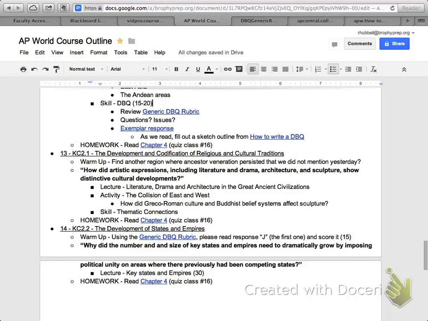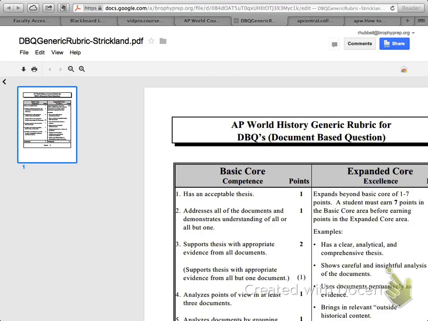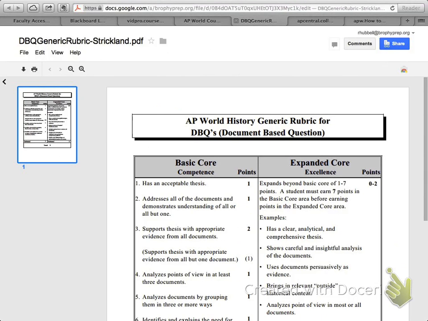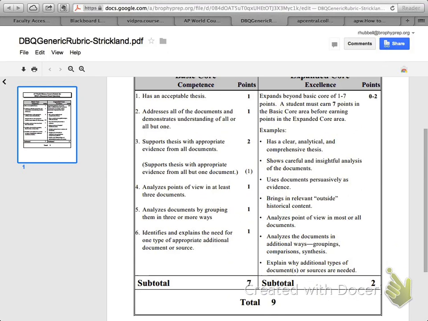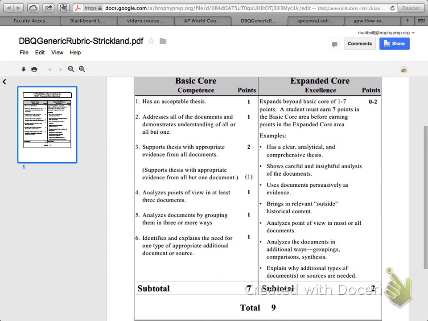All right, gents, the first thing I want to do is show you guys a generic DBQ rubric. When you take this test on May 15th, this is how they're going to score this specific question. You'll see there are two categories: the basic core and the expanded core. That means there are 9 points possible. 7 of them are literally on a checklist, and then you have 2 extra that are given for depth of analysis.